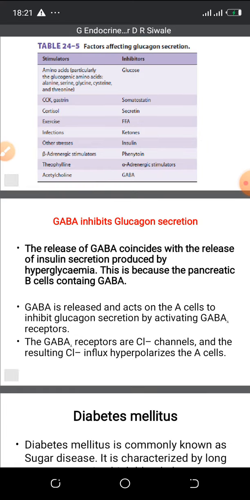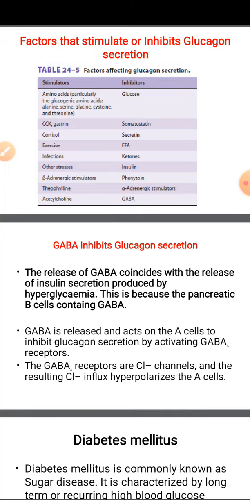Now, what about GABA? GABA inhibits glucagon secretion. The release of GABA coincides with the release of insulin secretion produced by hyperglycemia. So whenever insulin is secreted, there is also GABA which is secreted.